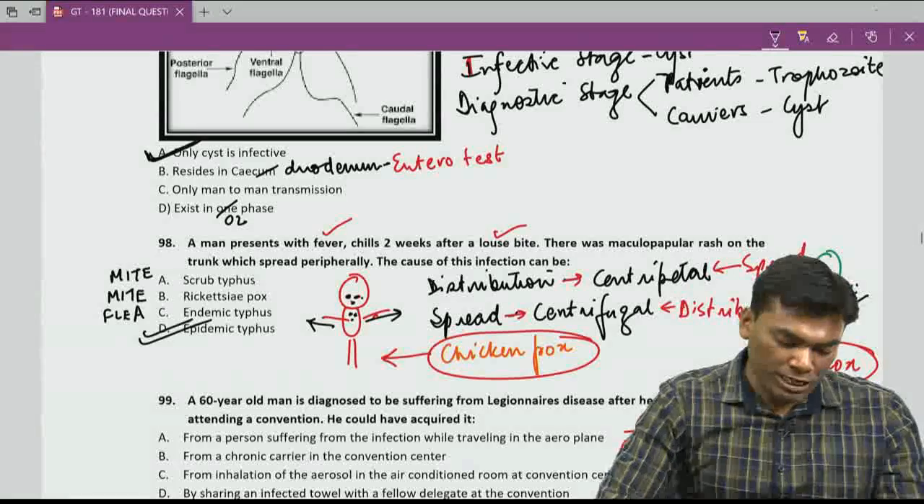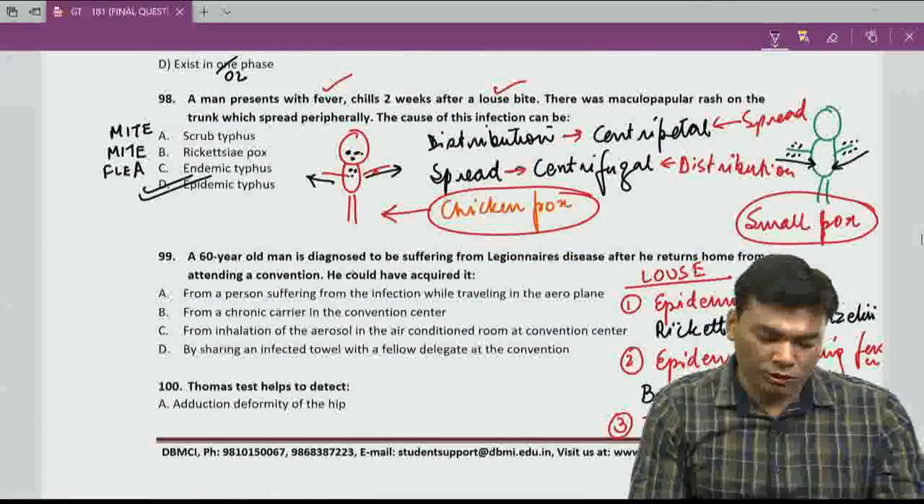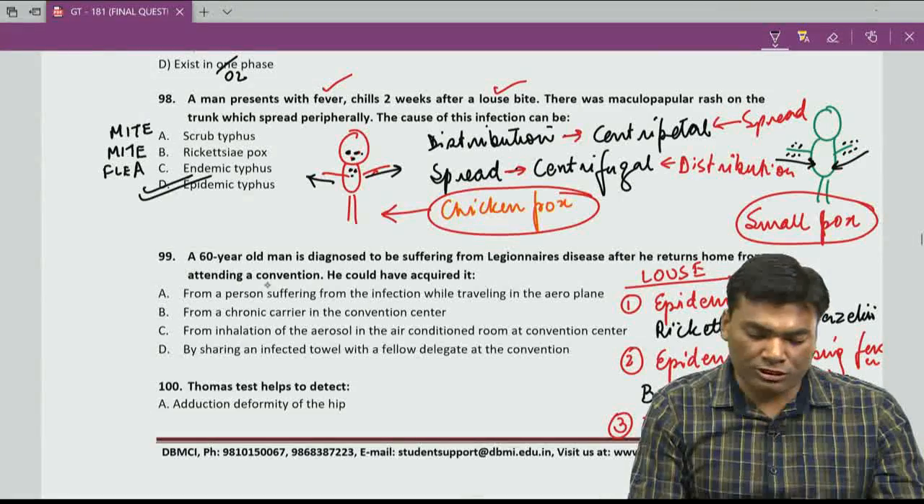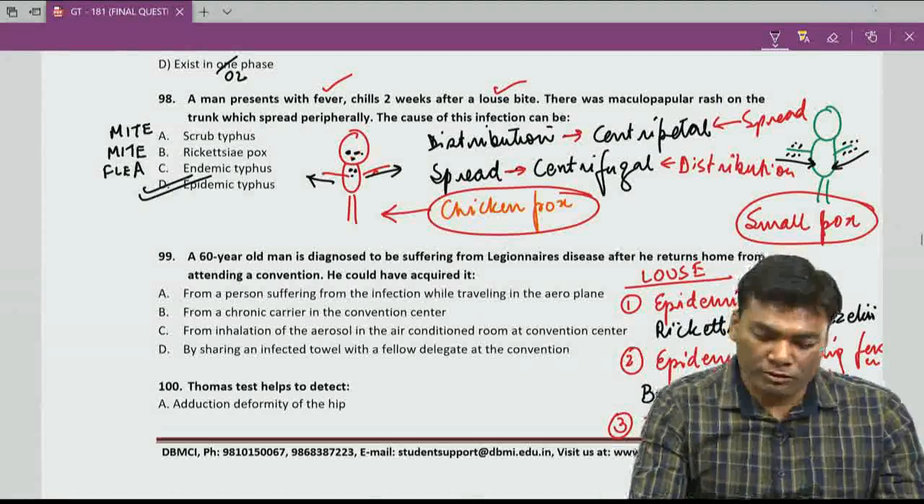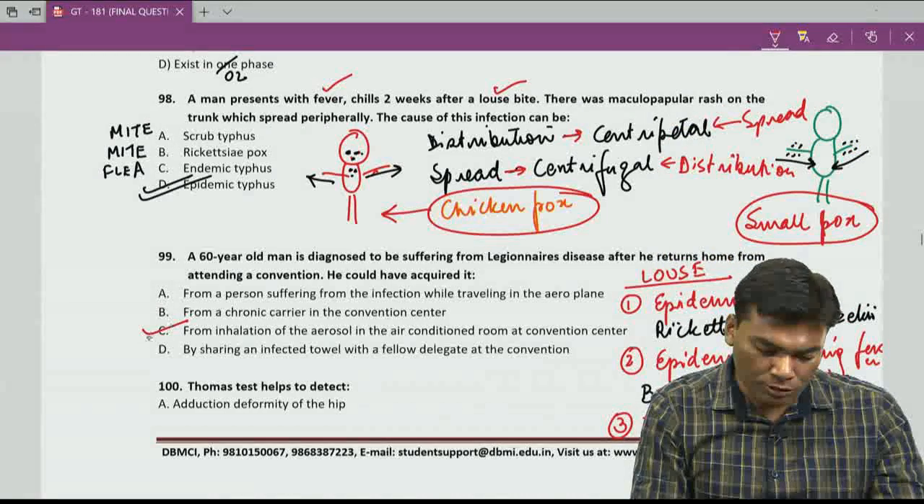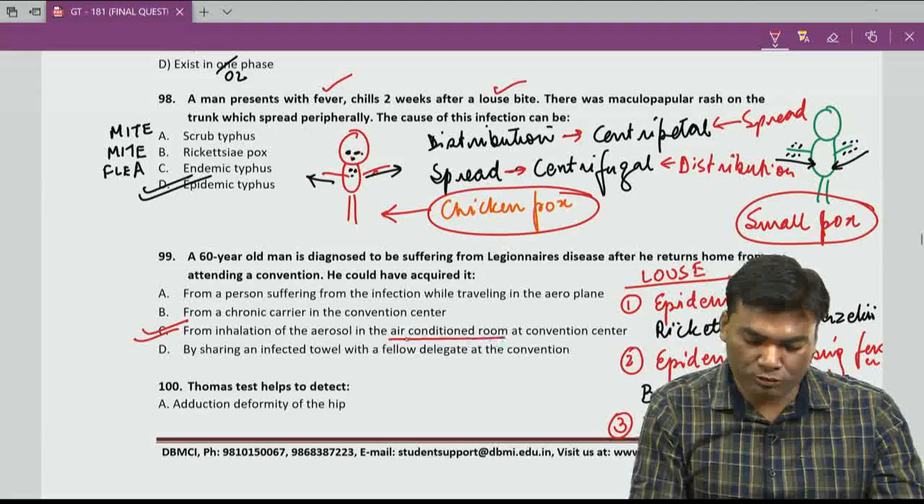Okay, so we come to the last question of the session. A 60-year-old man is diagnosed with Legionnaire's disease after returning from attending a convention. He could have acquired it from? The answer here is very obvious. The answer is by inhalation of aerosol in the air-conditioned room.